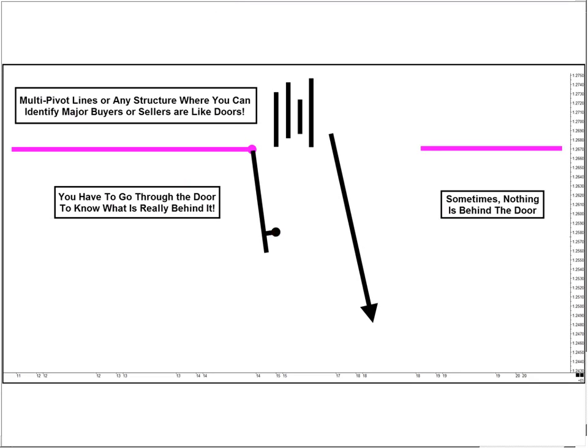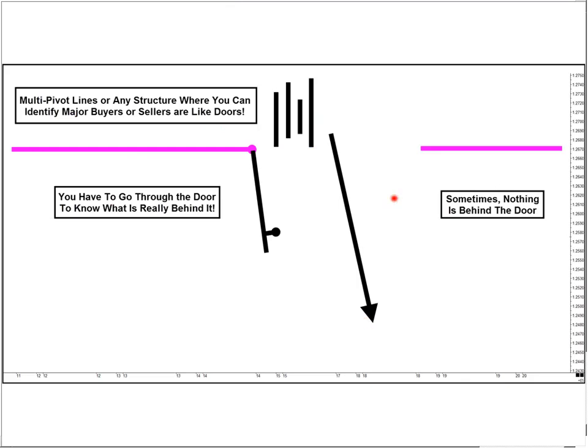Price opens the door and goes through. You've got to go through the door to know what's really behind it. So this is a balance line. And here you can see we're banging, banging, banging on it. Price goes through the door and takes a look. Now, sometimes there's nothing behind the door.